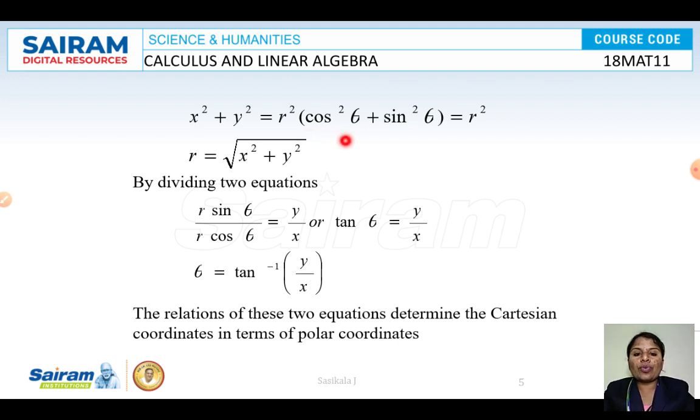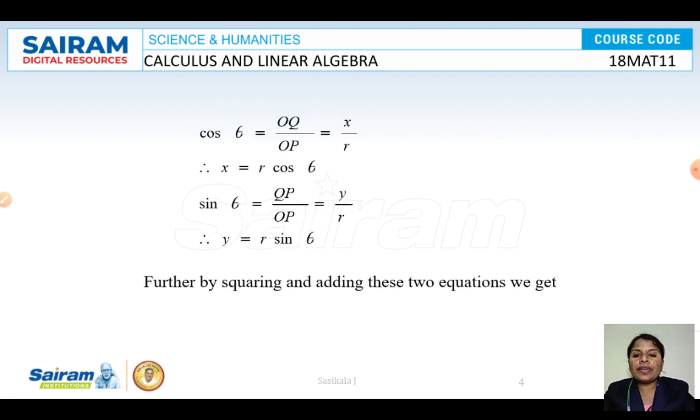You will be having cos squared theta plus sin squared theta equal to r squared. From this, what is your r? R is nothing but square root of x squared plus y squared. By dividing these two equations I can get my theta. See here, r is expressed in terms of x and y. Similarly, I can express theta in terms of x and y.